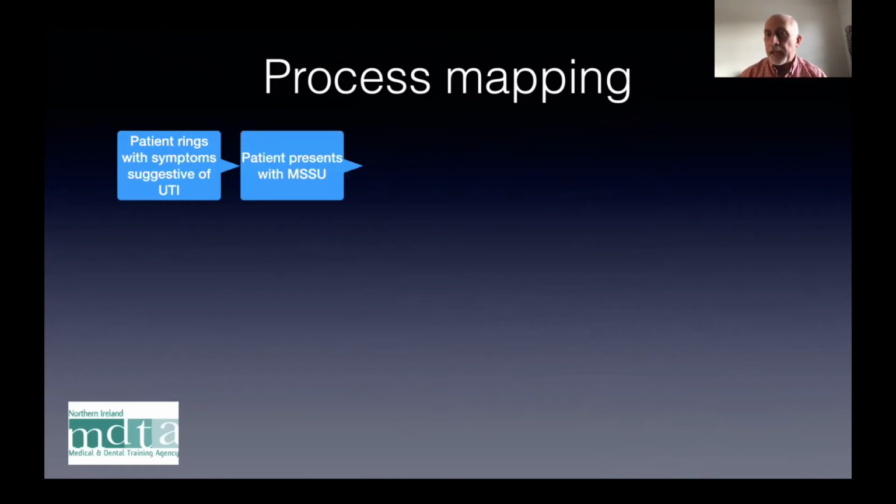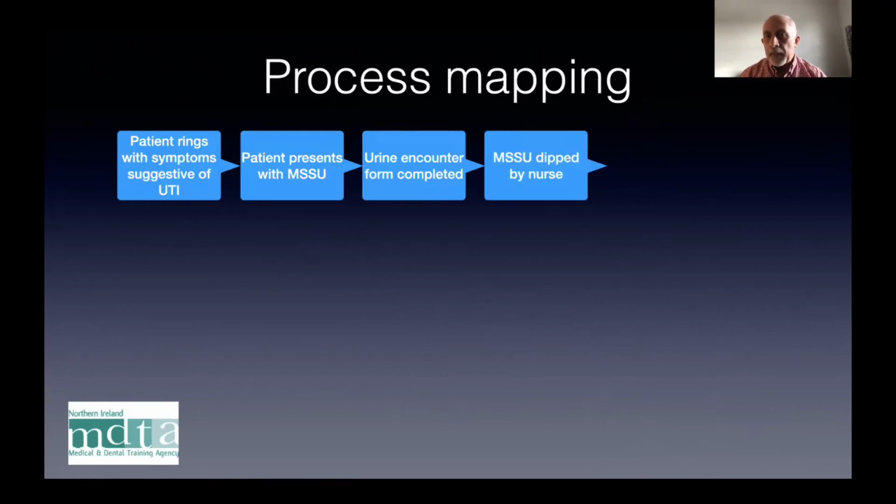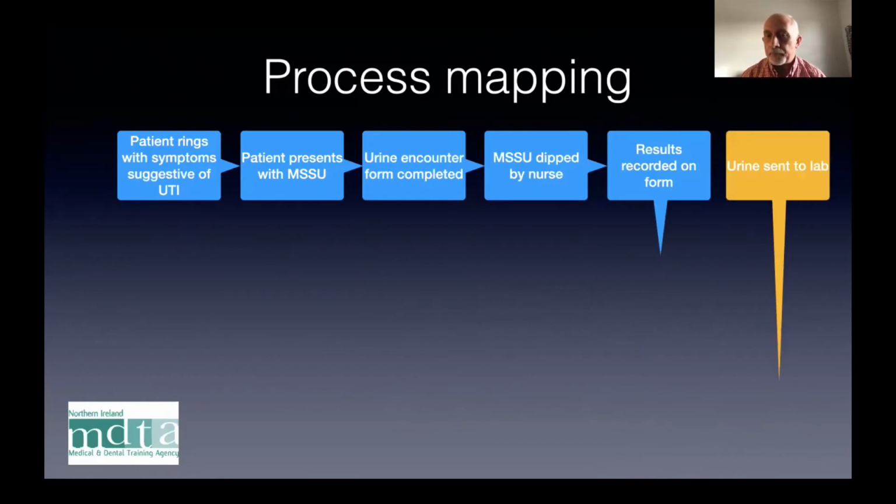So we often then ask patients to present with an MSSU. In our practice, there's an encounter form, what we call a urine encounter form, completed, sometimes by the patient, sometimes by our staff. The MSSUs then, with encounter form, are taken to the nurse, and she often dips a sample of urine. The results are recorded in a form, and then there's a process of agreeing what samples are sent to the lab. Later on, that form is given to the doctor.